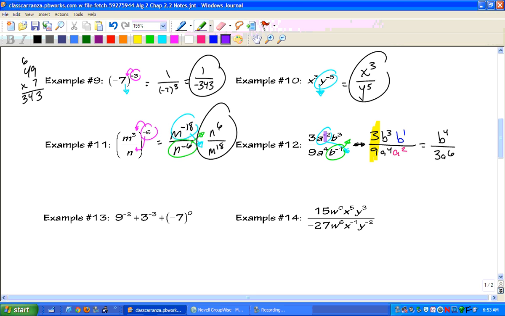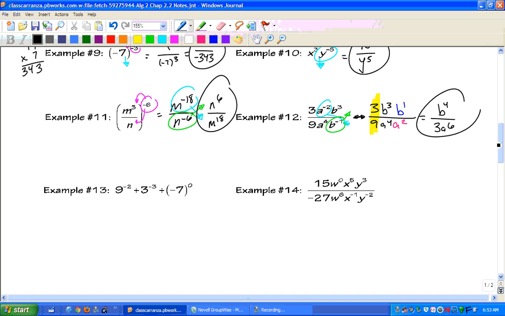In example number 12, we moved the exponents first. The a squared went down and the b to the first went up. I rewrote everything. 3 over 9 reduces to 1 over 3, and we don't have to write the 1 there. I combine the b's, and then I combine the a's. Oh, and I forgot to circle my answer.